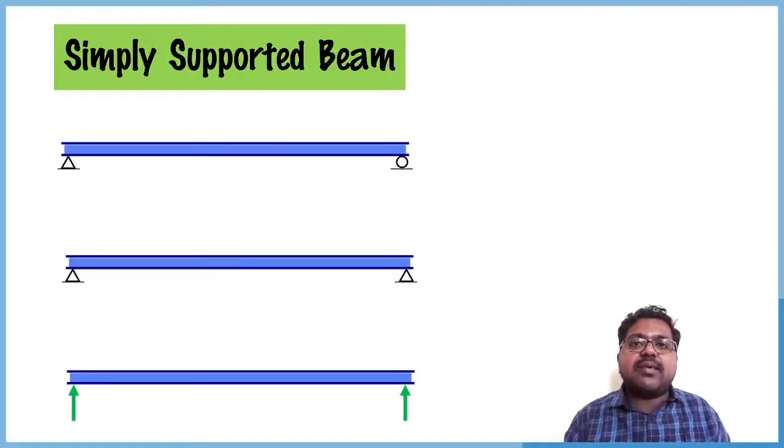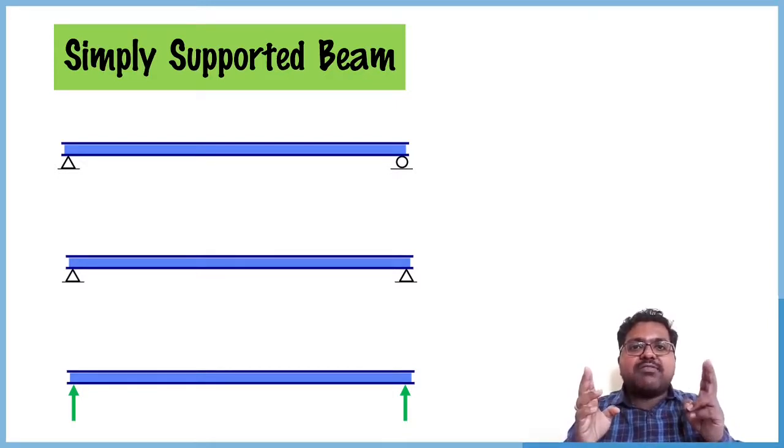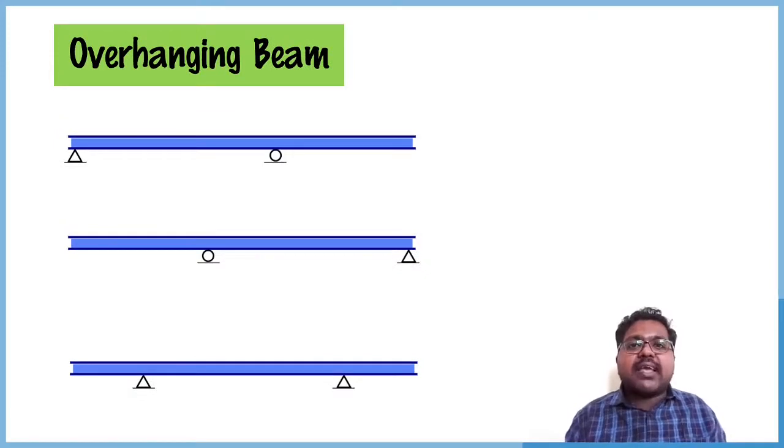Then the next one is a simply supported beam. A simply supported beam is a beam which rests on simple supports at both of its ends. It may be a pin, a roller, or just simple supports. So at both ends, if a beam is resting on simple supports, then it is called a simply supported beam. And the next one is the overhanging beam.